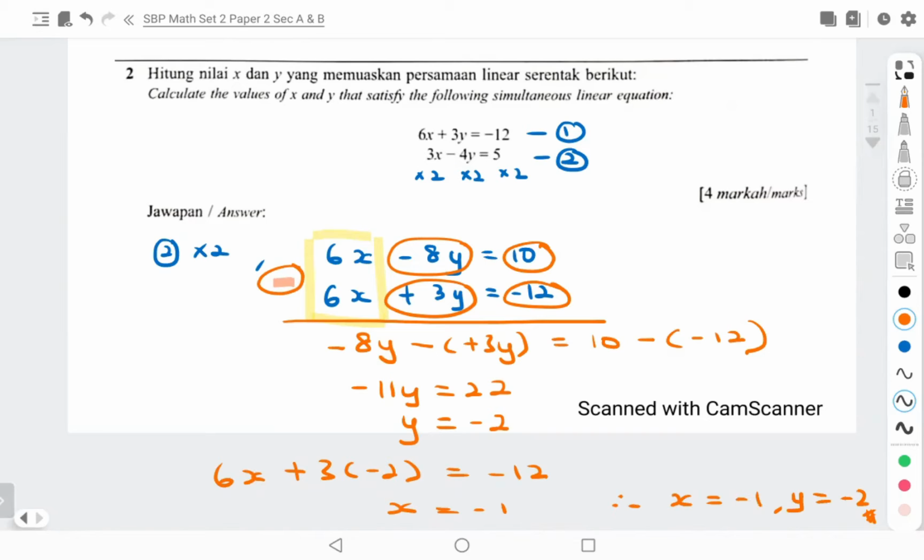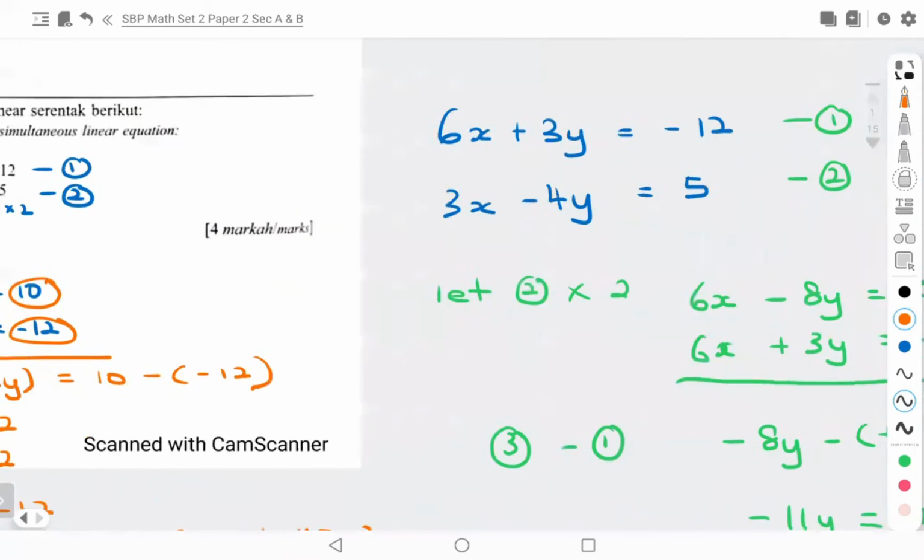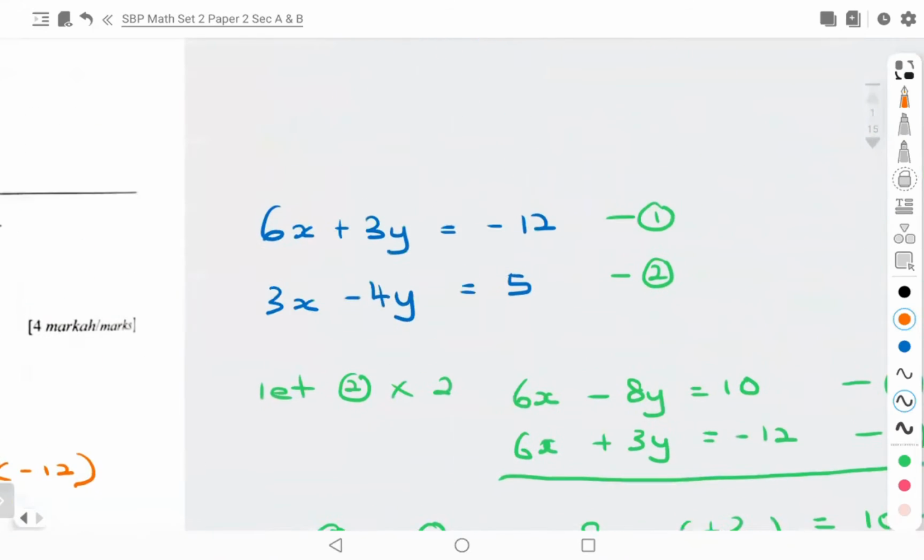Right, so this is the elimination method. As I say, for maths, it's not additional maths, so we try to simplify. If you want to use the substitution method, you can also use it, but you will have fractions, so make sure you know how to multiply with fractions. But in this case, if you do it with the substitution method, you will get back a linear equation also. So I've done it here.